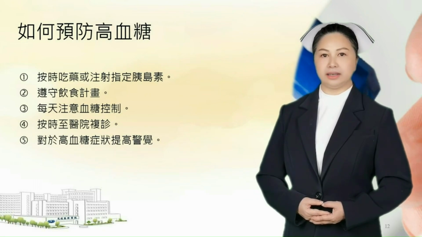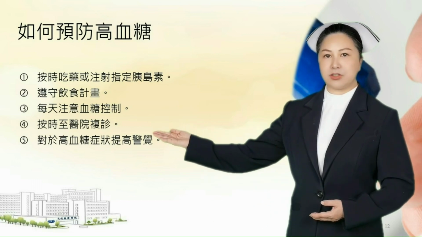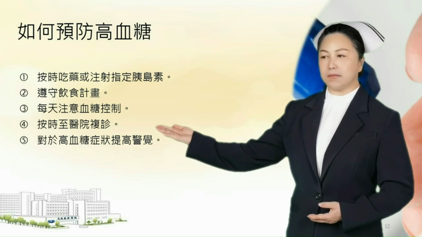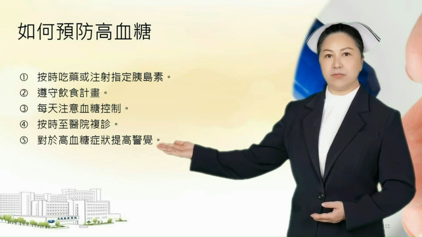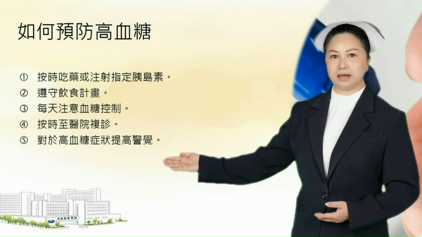Everyone should know how to prevent high blood sugar. The first is to take the medicine or inject the specified insulin on time, the second is to follow the diet plan, and the third is to exercise regularly. Fourth, pay attention to blood sugar control every day and go to the hospital for follow-up visits. Fifth, be alert for symptoms of hyperglycemia.